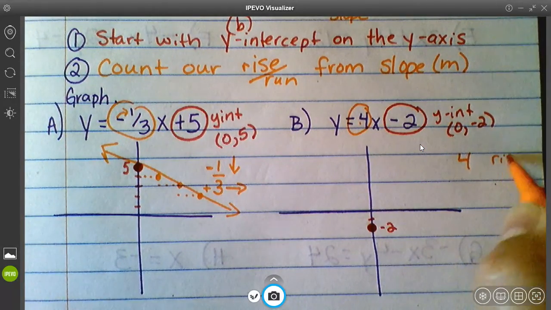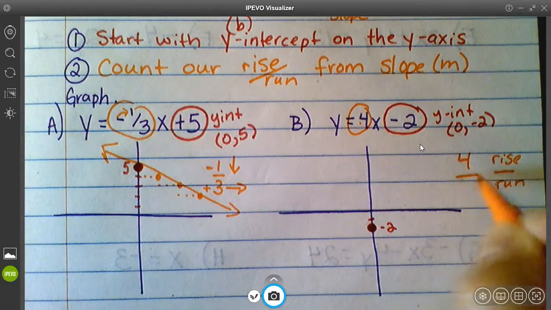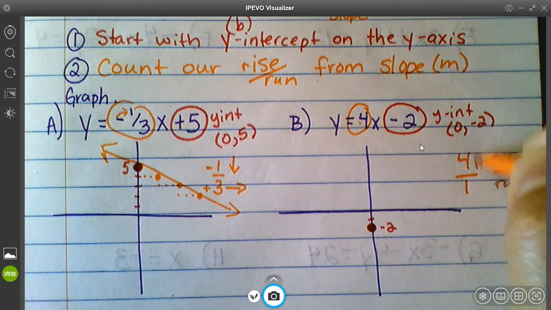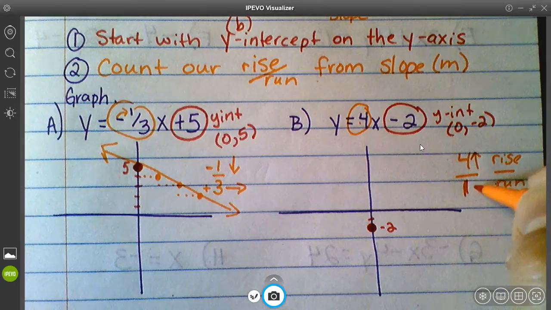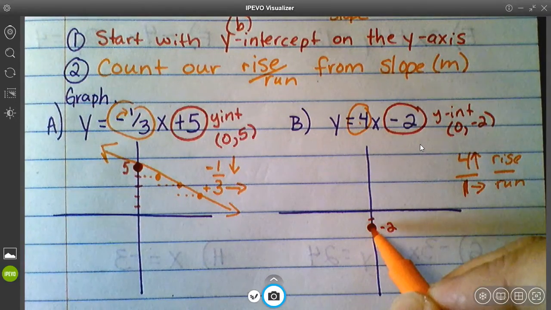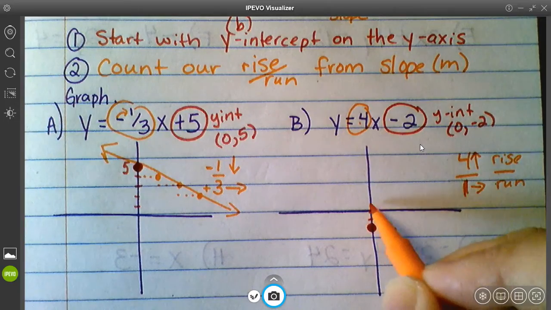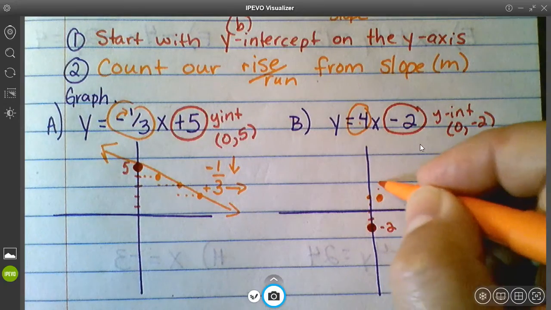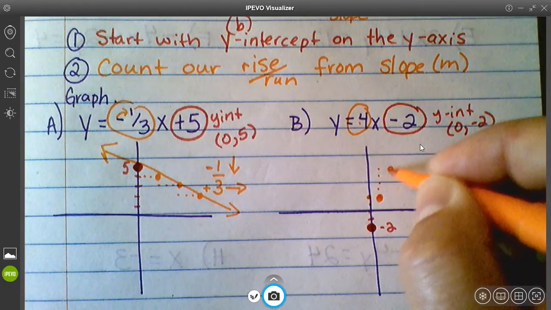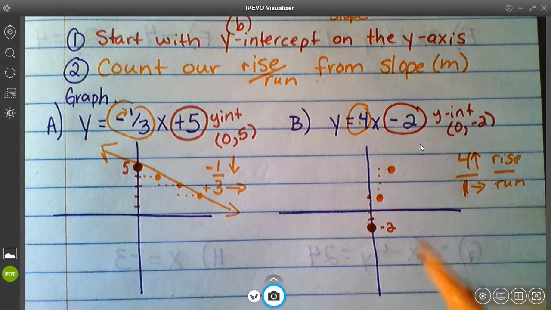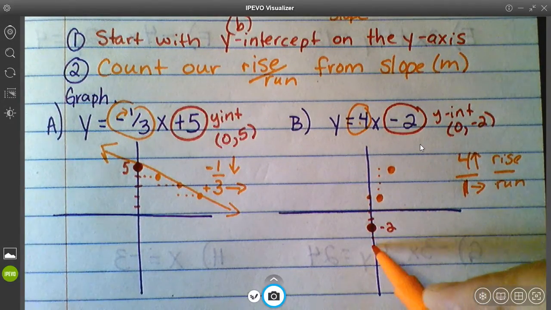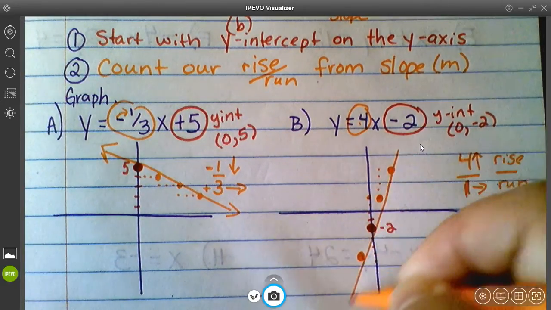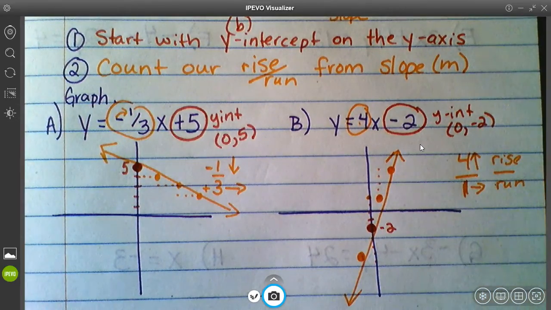And again, I need a rise over a run, so I have to make this a fraction by putting a 1 under it. So now everything's positive. +4 tells me up. +1 tells me right. So from here, my starting point, I'm going to go up 1, 2, 3, 4, to the right 1. 1, 2, 3, 4, to the right 1. And remember, if you run out of space, you can always go down 1, 2, 3, 4, to the left 1. You can do the opposite. And that pattern should always give you a line.